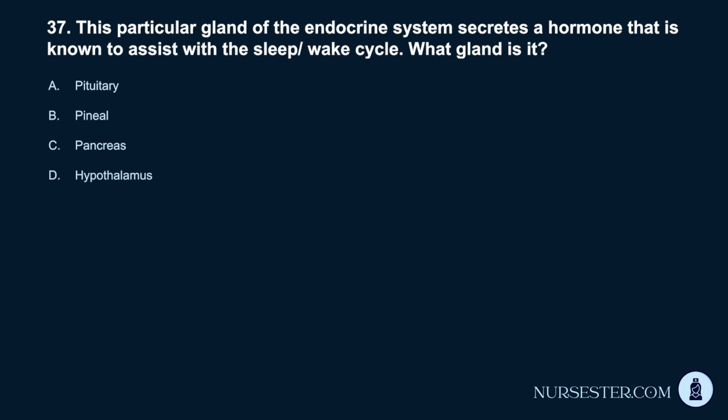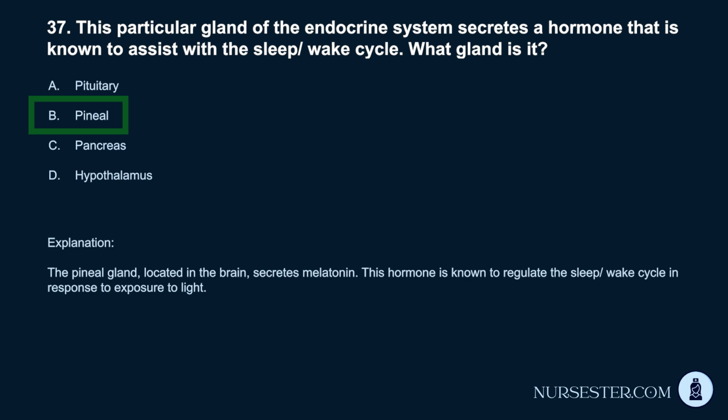37. This particular gland of the endocrine system secretes a hormone that is known to assist with the sleep/wake cycle. What gland is it? A. Pituitary. B. Pineal. C. Pancreas. D. Hypothalamus. Correct answer, B. Pineal. The pineal gland, located in the brain, secretes melatonin. This hormone is known to regulate the sleep/wake cycle in response to exposure to light.